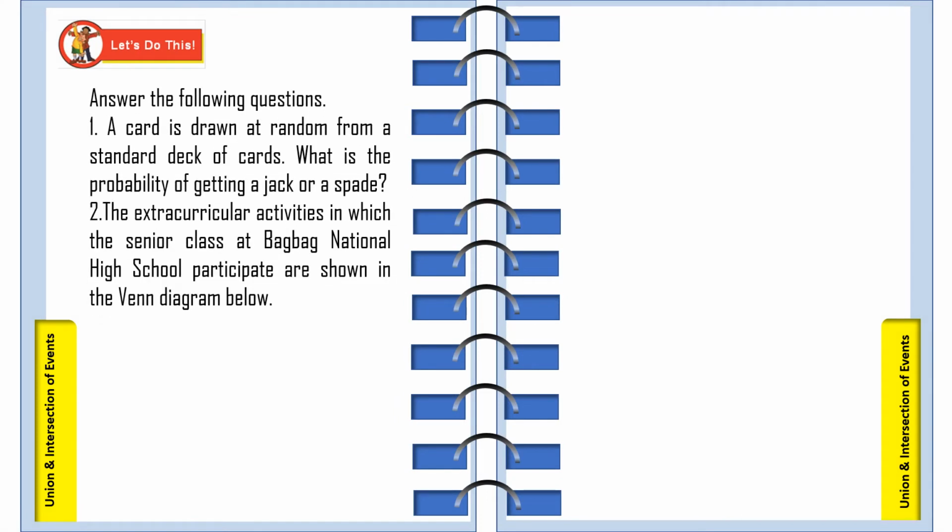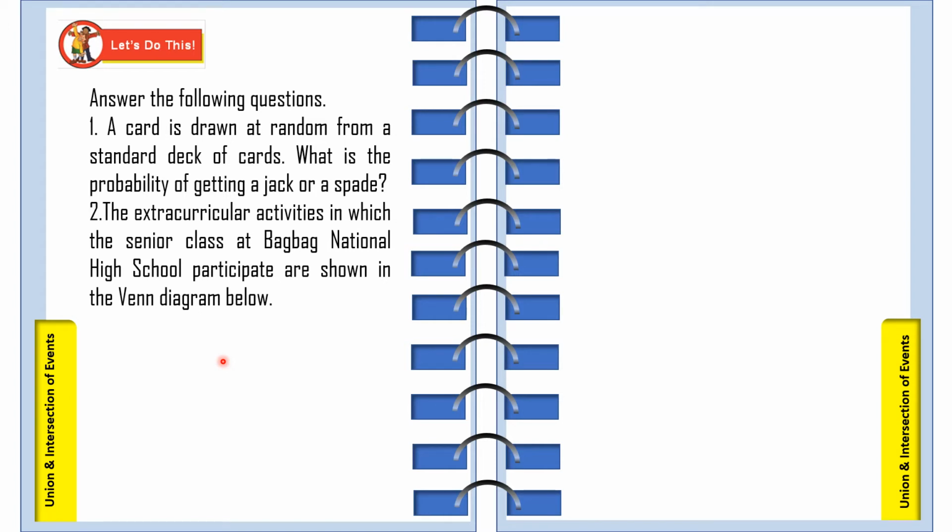So, let's do this. Answer the following questions. You have two questions here. Let's just have the first question. A card is drawn at random from a standard deck of cards. What is the probability of getting a jack or spade? So, usapang baraha ito. Again, disclaimer lang, hindi ko kayo tuturuan dito paano magsugal. Malaking bagay kasi yung involvement ng cards dito. Kasi ito yung pinaka-simpleng paraan para makita niyo yung mga probability ng game of chance, okay, sa cards. Mas ma-explain kasi natin kapag ginamit natin yung cards.